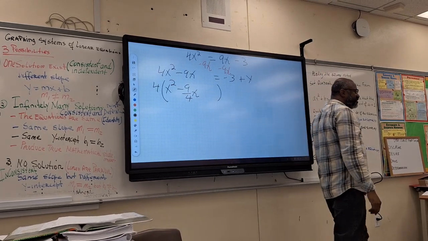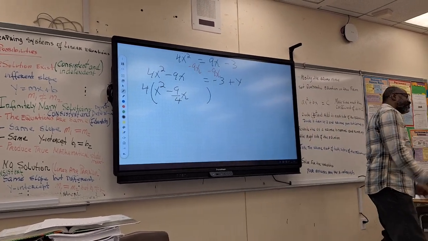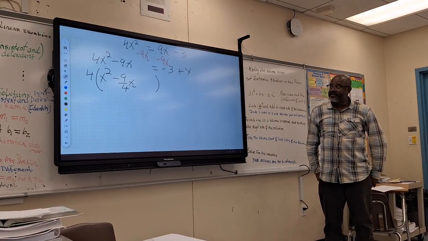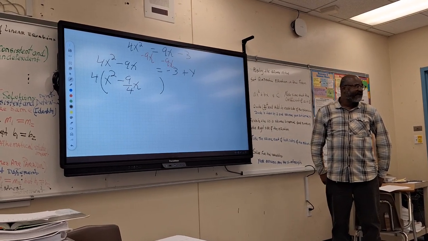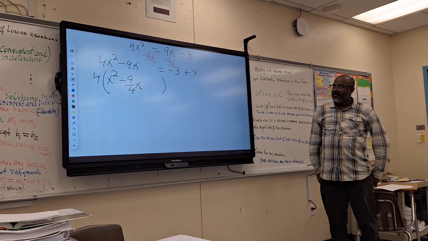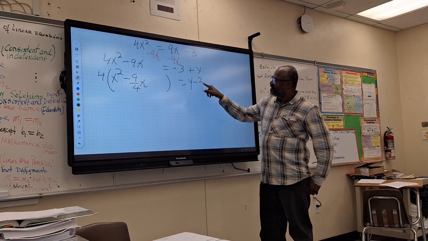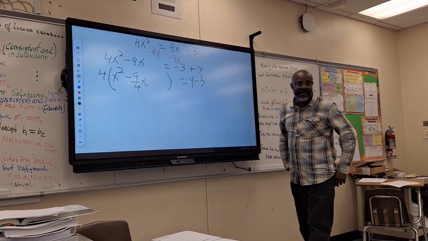Some of you don't even try to do that. You skip it. I don't know why. Then what do we do from there? That's equal to y minus 3. Then what do we do? We're completing the square.